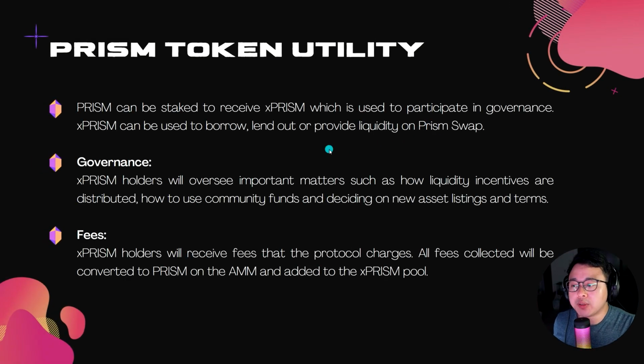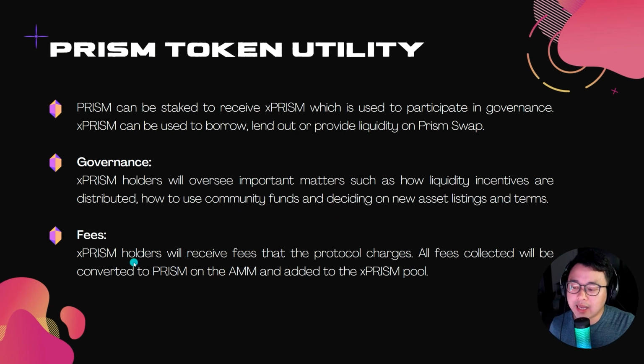So what about the token utility? Prism can be staked to receive xPrism, which is used to participate in governance, and it can also be used to borrow, lend out, or provide liquidity on Prism Swap. In terms of governance, it will be used to oversee the liquidity incentives as well as how the community funds will be used in terms of deciding new asset listings, etc.